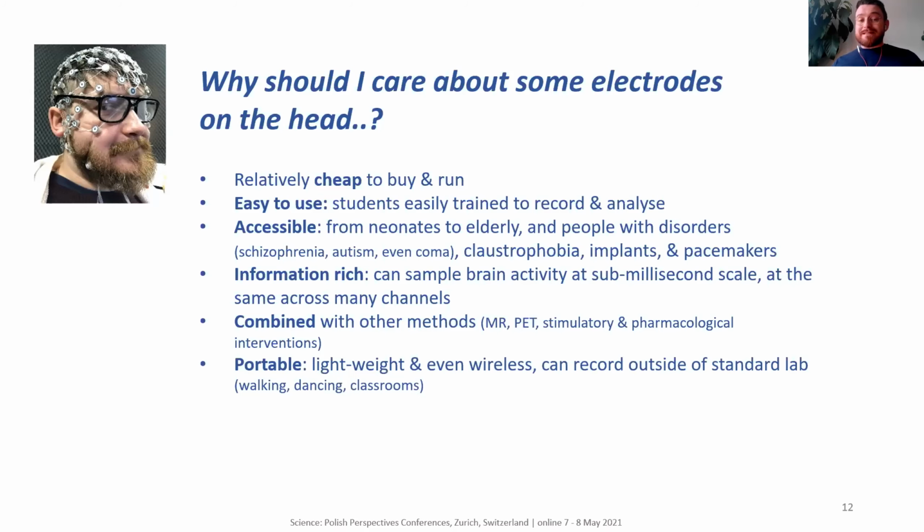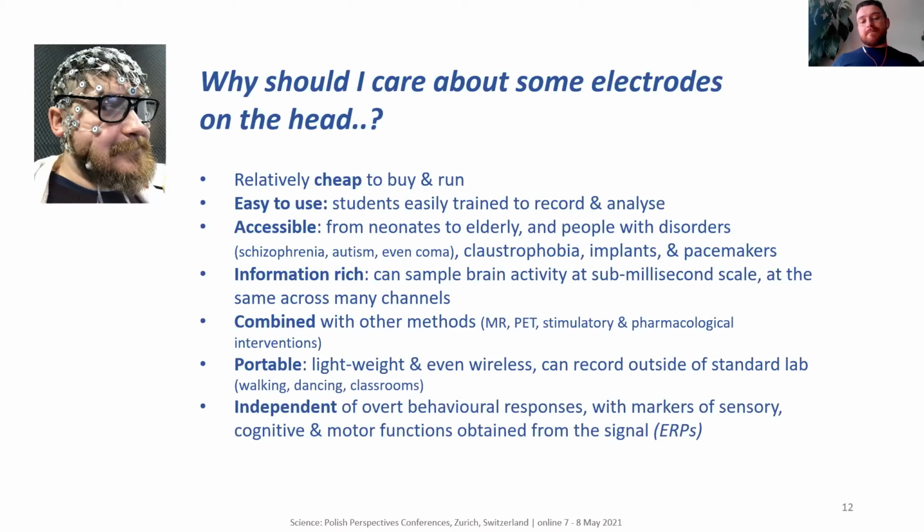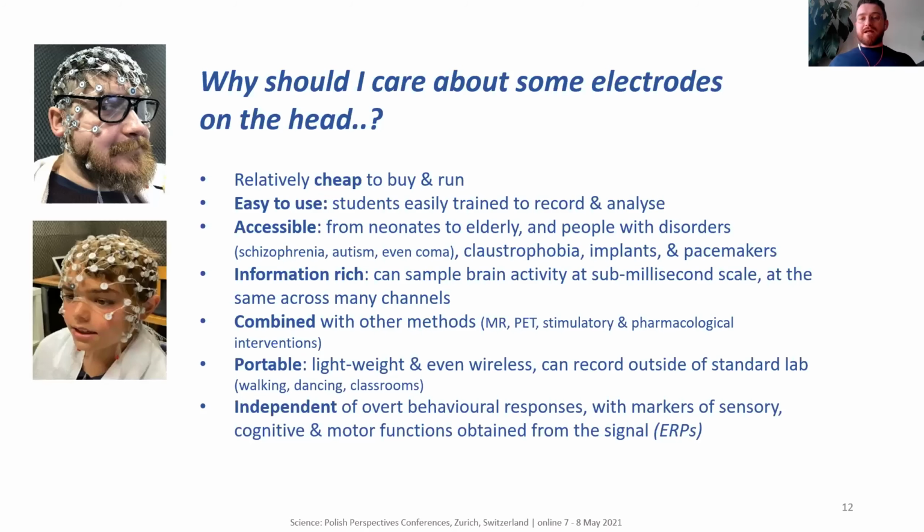It is portable, so it's lightweight. It's these days often also wireless and can record, and so can be used also in actual classrooms. And finally, it's independent of overt behavioral responses, with markers of perception, cognitive, and motor processes actually available from the EEG. And so all of those are making EEG a very good method to study cognitive processes in kids.